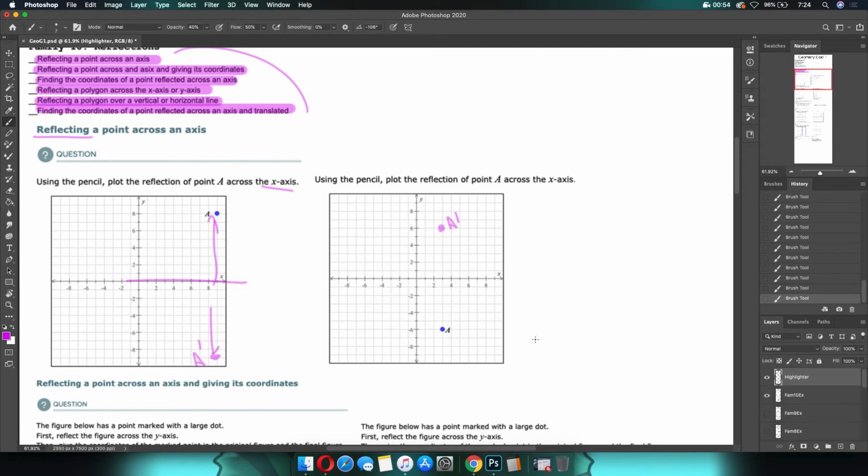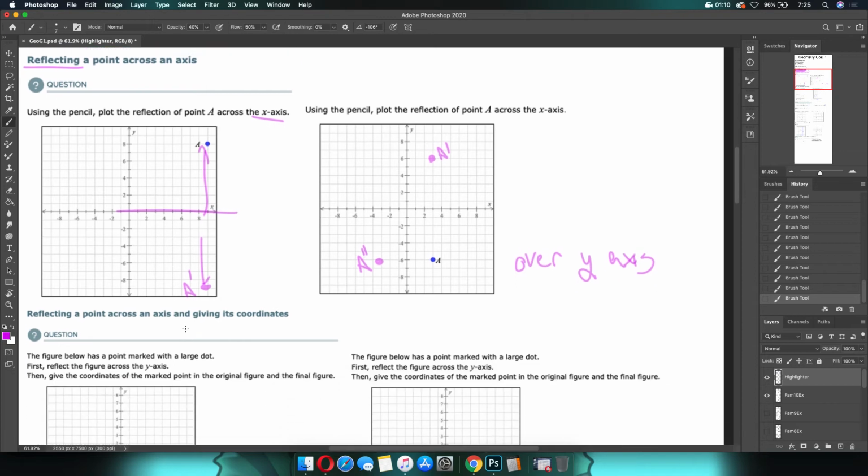Well, what if we have a different one and it says over the y-axis? Then this is 3 over, which means we would go 3 up, and this would be A. We'll call this double prime, just to get you guys comfortable with how this works. All right, now that's how we do it on a grid.